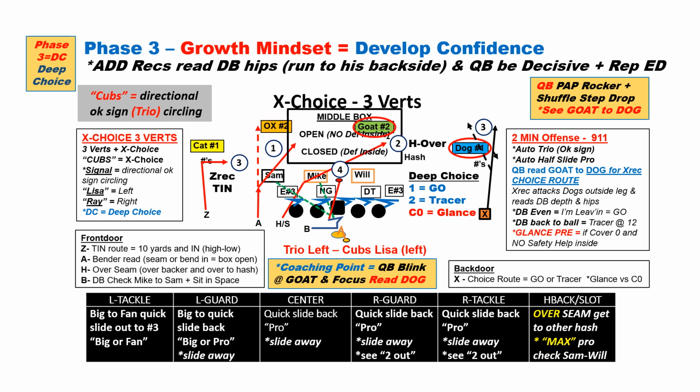We want the quarterback to still be very decisive on his reads and his throw, and the way you do that is just repping it every day. So again, now we add the X with the go or the tracer, but pre-snap, if there is no safety in the middle and he can beat that DB inside, then he'll run that glance or skinny post and take the TD there.